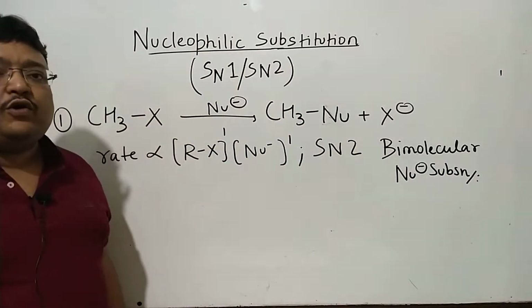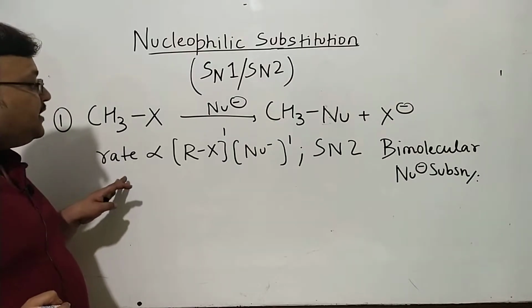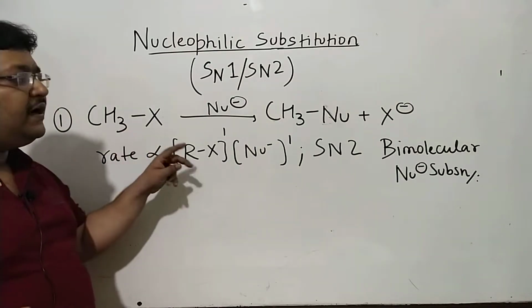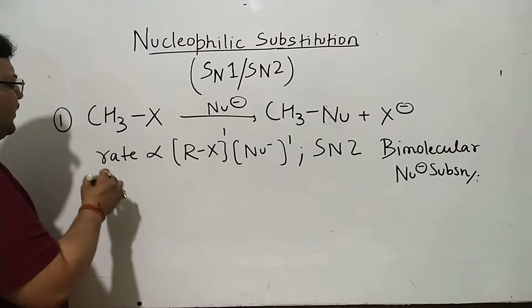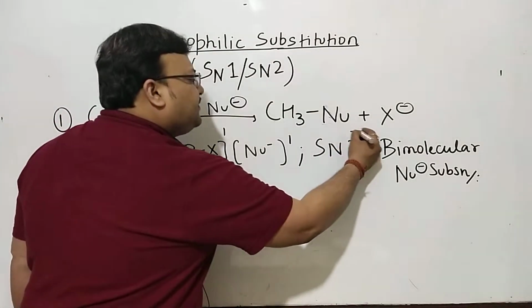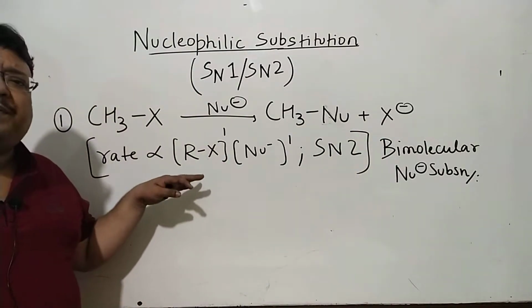When do you call it bimolecular? You call it bimolecular when the rate depends both upon the concentration of the halide as well as the nucleophile. We know this as the rate law expression, and it's always obtained experimentally.